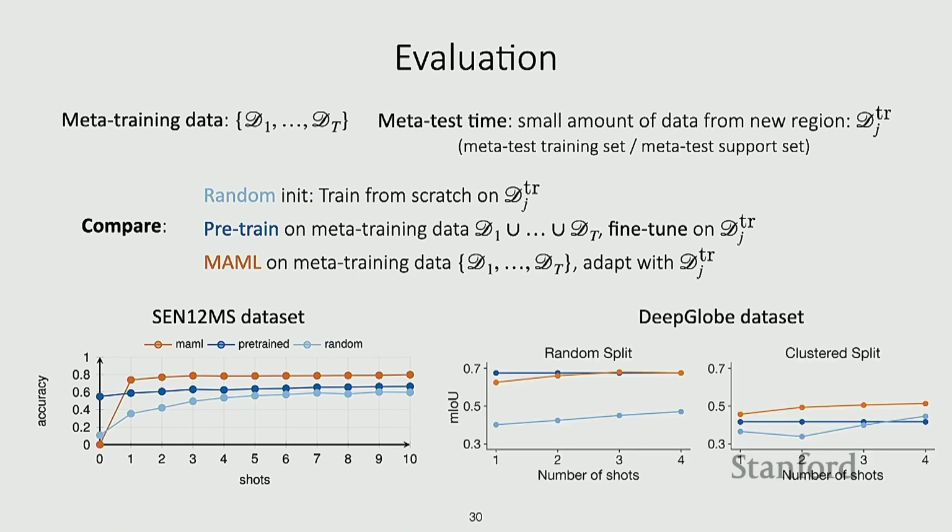And then on the DeepGlobe data set, they found that MAML and a pre-trained network perform somewhat similarly when they have a random split. But when they give it a clustered split, which is harder, and you have to adapt to regions of the world that are probably different from what was seen during meta-training, you see a much larger gap in performance. Great. And there's also more visualizations and analysis in the paper. This is just a subset of the results.